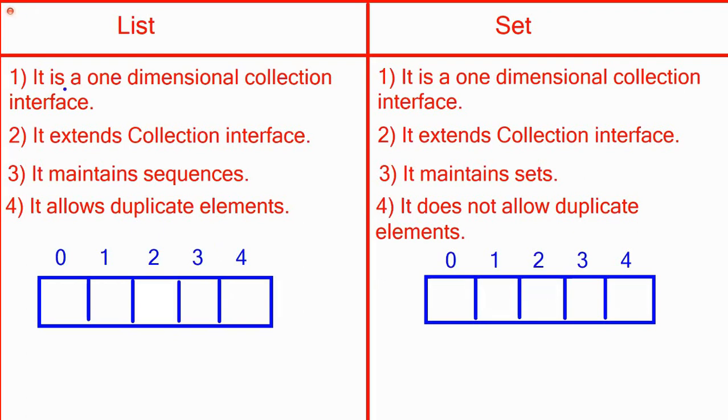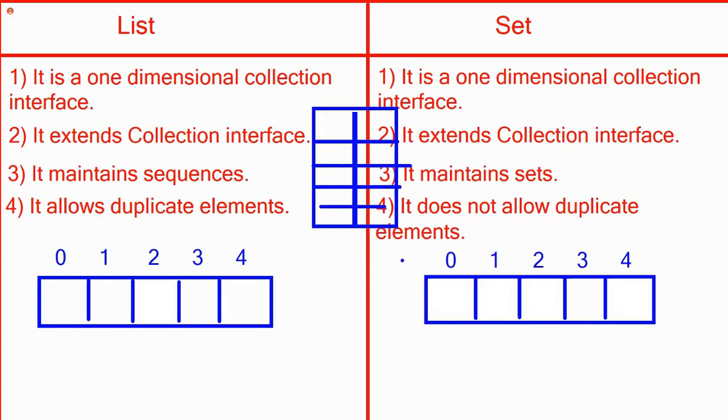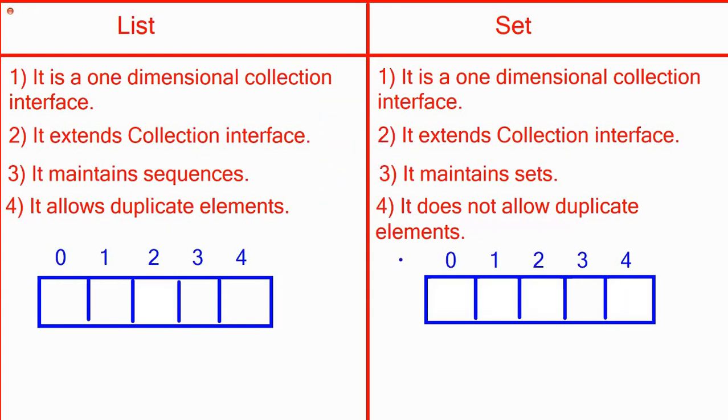See, it is a one-dimensional collection interface. This is one-dimensional. Two-dimensional means it will be like this, with rows, columns, types. Okay. It is one-dimensional, and this one is also one-dimensional. This interface is derived from the collection interface.